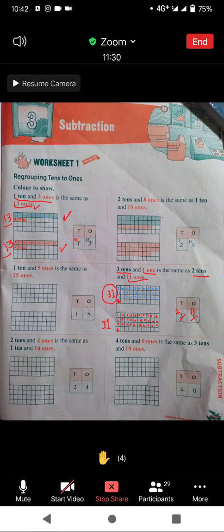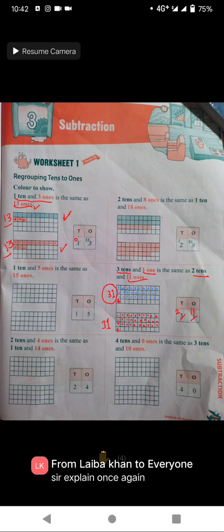Okay, so students, now we are going to start worksheet 3. So everyone open your book and open page number 25. So today we will do worksheet 3.